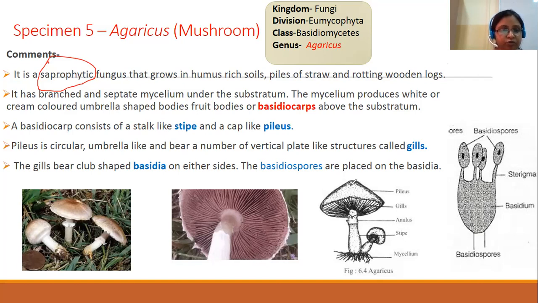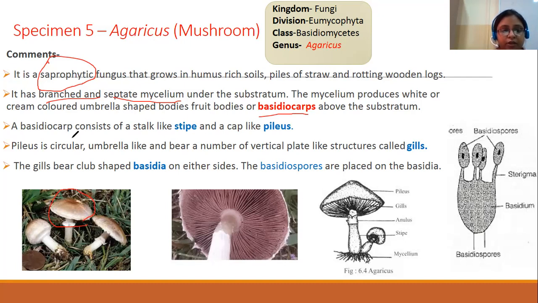When we look into the structure of this fungus, it has a branched and septate mycelium which grows under the substratum. This time the substratum is the soil. This mycelium produces numerous beautiful cream-colored or white-colored fruiting bodies. They look like umbrellas. These fruiting bodies are called basidiocarps. They grow above the substratum. So this is the basidiocarp, the fruiting body of this mushroom. Mushroom is a common name for Agaricus.